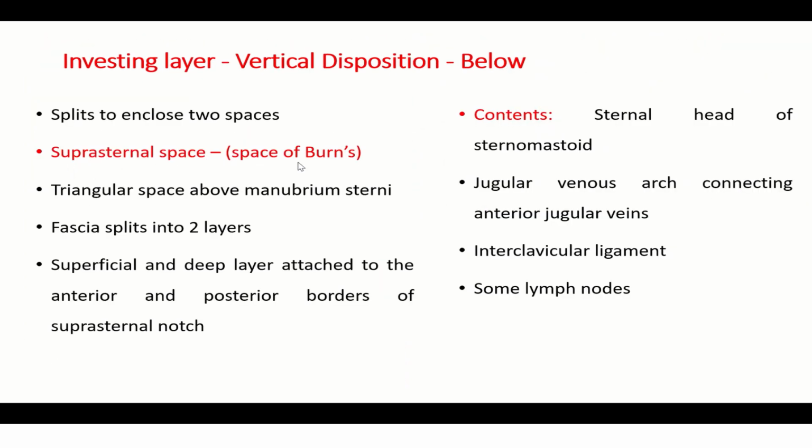So suprasternal space of Burns, it is a triangular space above the manubrium sterni. Fascia splits into two layers, the superficial and deep layer attached to the anterior and posterior borders of the suprasternal notch. The contents are sternal head of the sternomastoid or sternocleidomastoid and jugular venous arch connecting anterior jugular veins, interclavicular ligament and some lymph nodes.